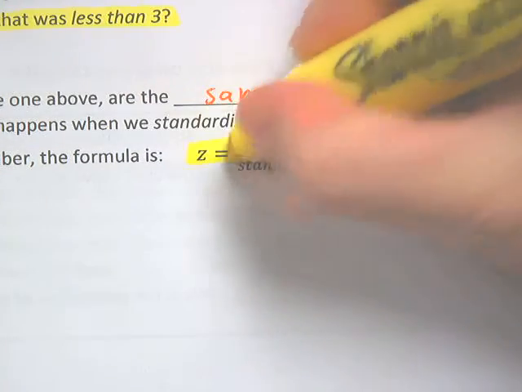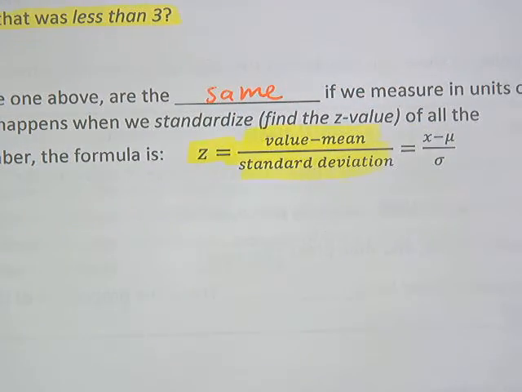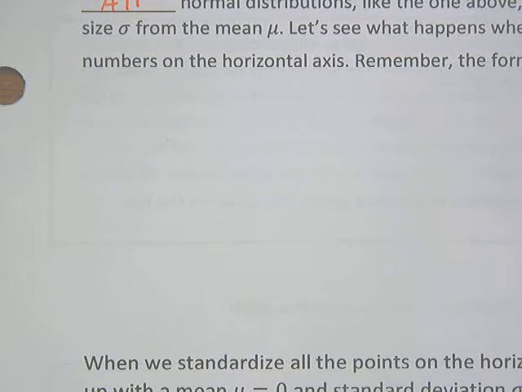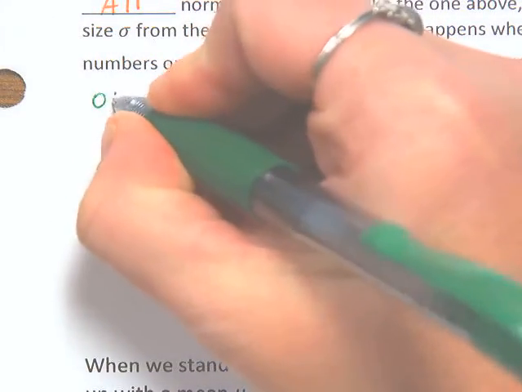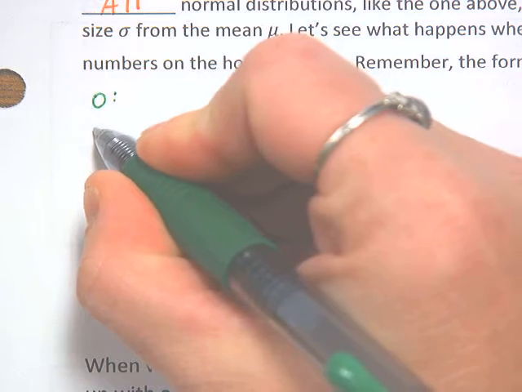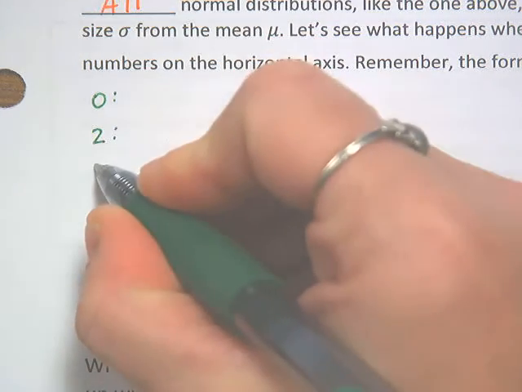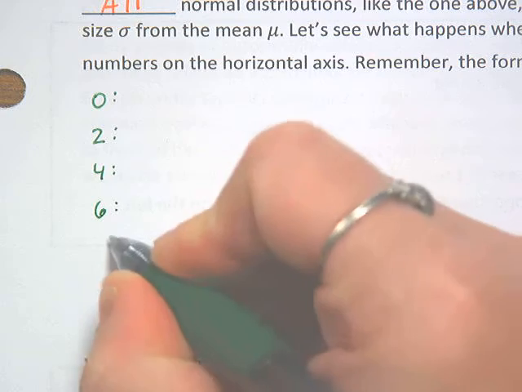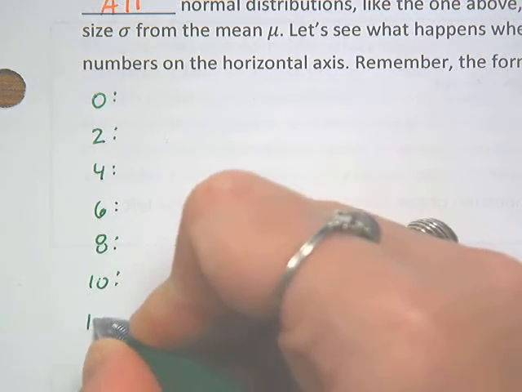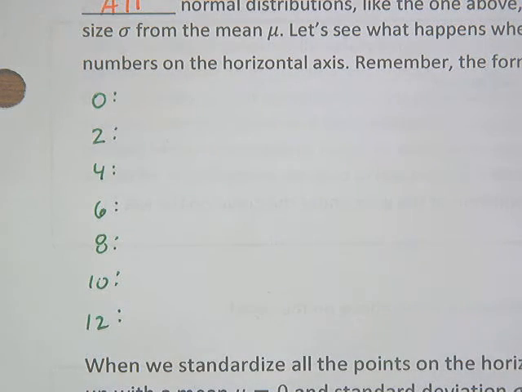Okay, so here's the z-score formula. But you guys did very well on the test with that, on the mid-unit test. So I don't think we're having trouble plugging into formulas, which is great, because in statistics you do that a lot. In this blank space right here, just kind of line up for yourself. We're going to standardize all the numbers on the horizontal axis at the top of your page. 0, 2, 4, 6, 8, 10, and 12. And we're going to see what happens when we standardize those or change them into z values.